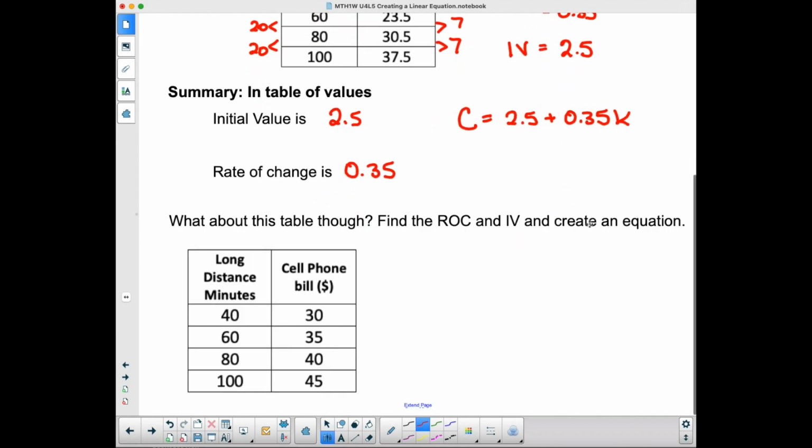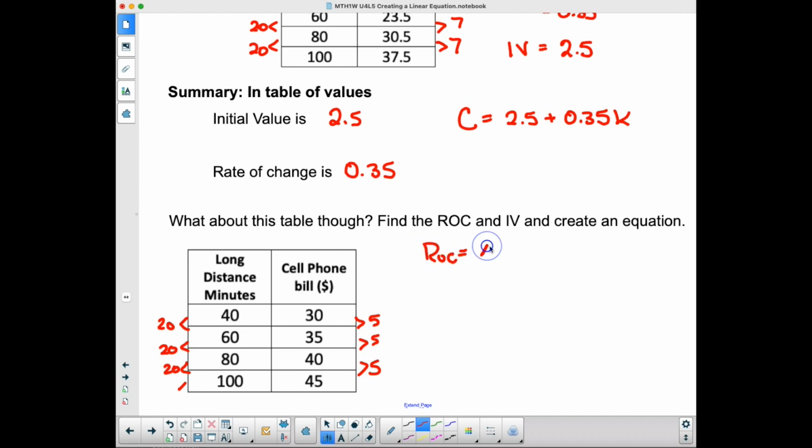Okay. What about this table, though? This table has a bit of a problem because we can't see the initial value. So we want to find the rate of change and the initial value and create an equation. This one might be a little bit tough. Let's find the rate of change. So it's still going up by 20 over here. And over here, it looks like it's going up by 5s. 5, 5, 5. So the rate of change is easy enough.